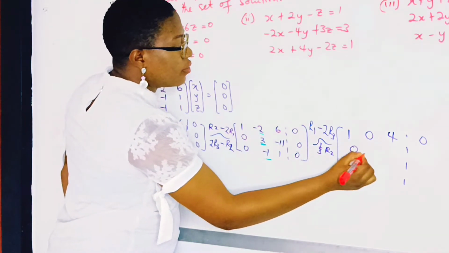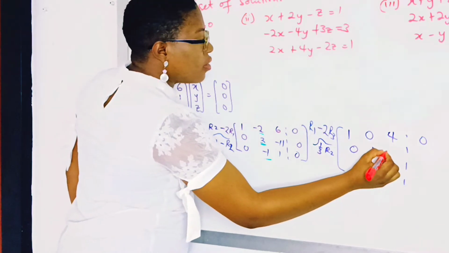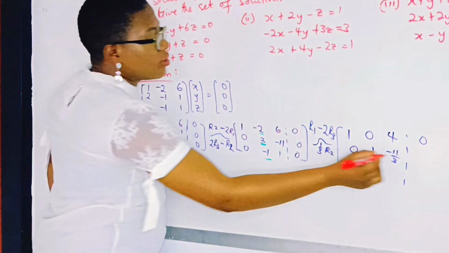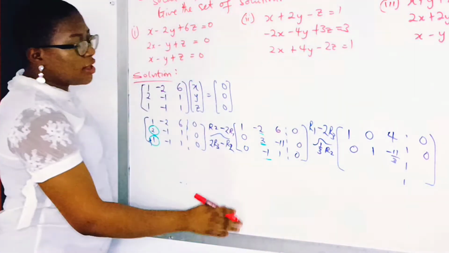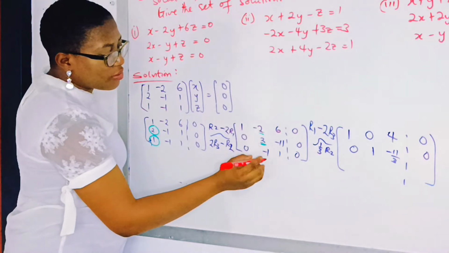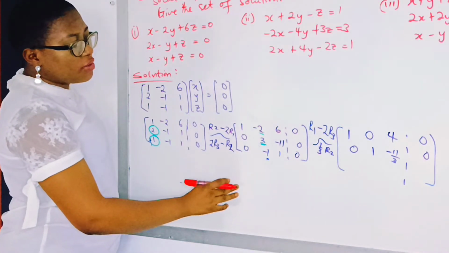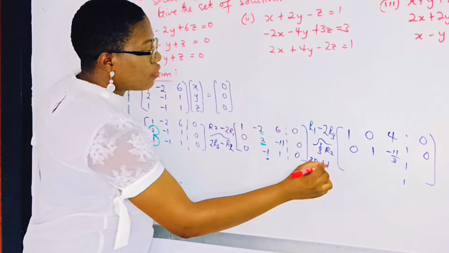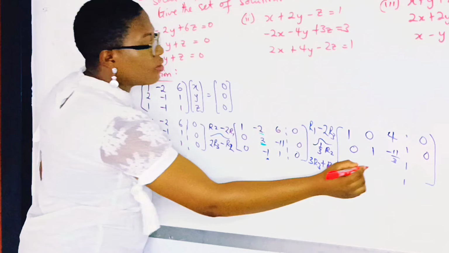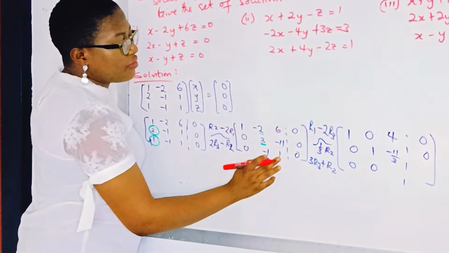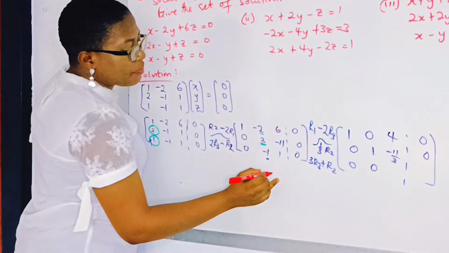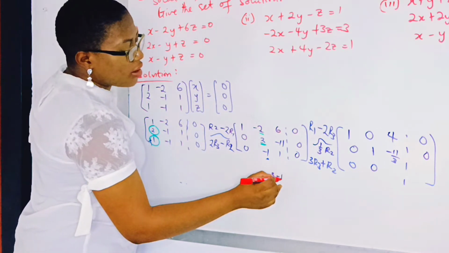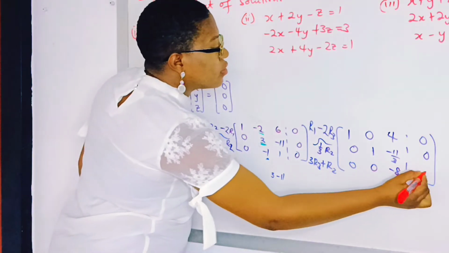So I have 0, 1, minus 11/3, 0. And then finally, I want to make this one 0. So I can say 3 row 3 plus row 2. So this will give me 0, this will give me 0. 3 of this plus this is 3 minus 11, minus 8, 0.